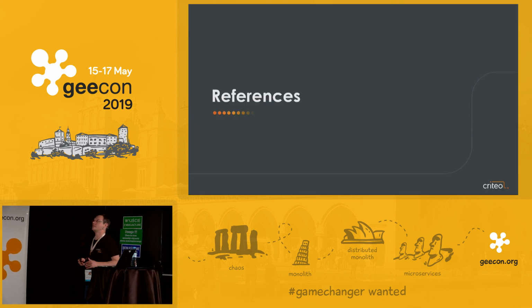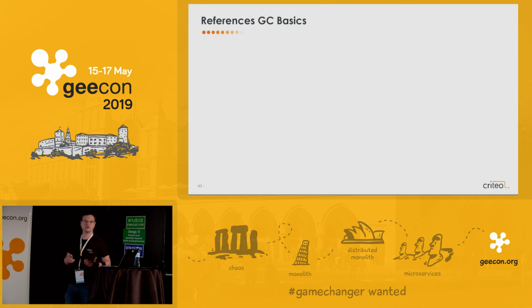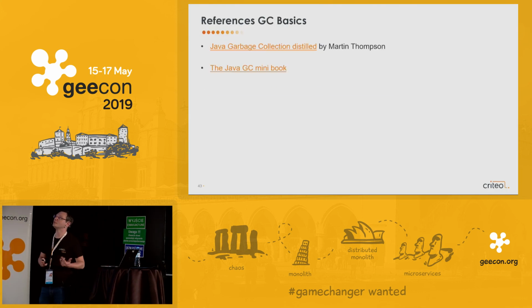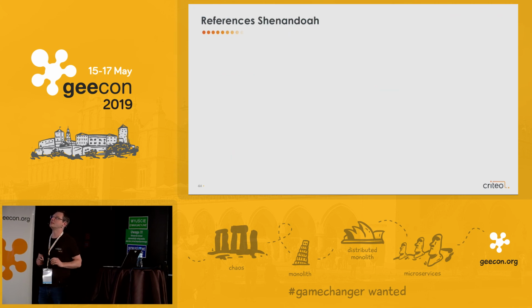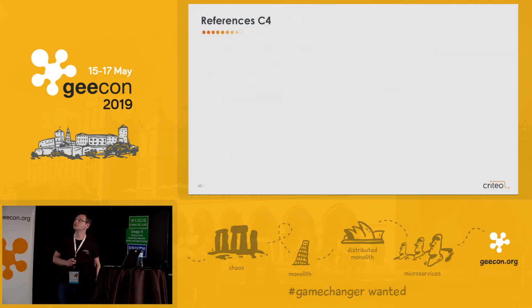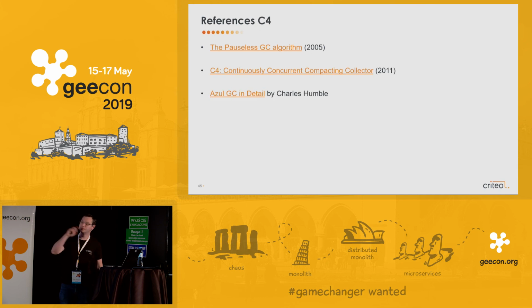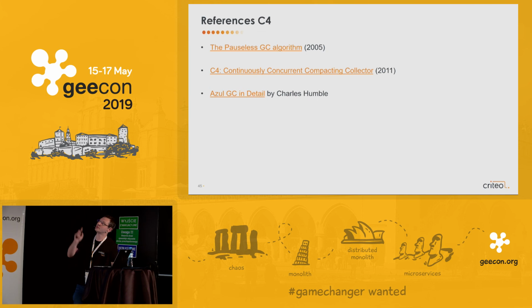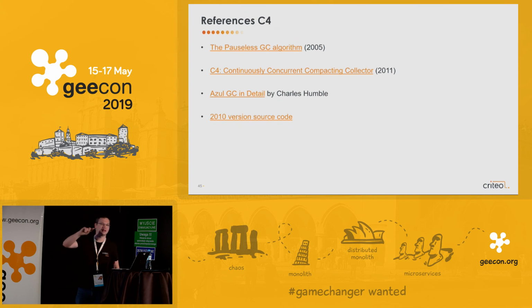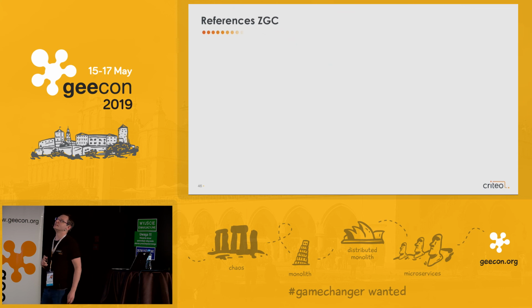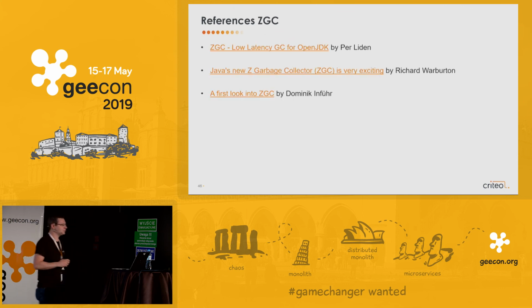I put some references in the slides if you want to go deeper. So some references about GC basics. For Shenandoah, for C4, with the algorithm published by Azul, with the pauseless algorithm and the implementation for x86, the C4. And also the source code from the 2010 time. And for the ZGC too.